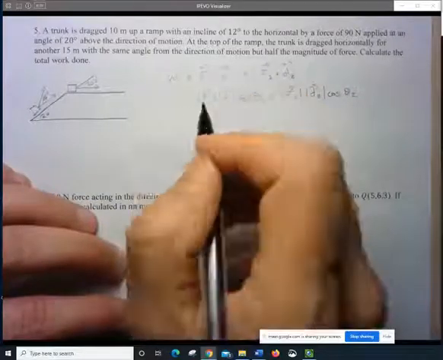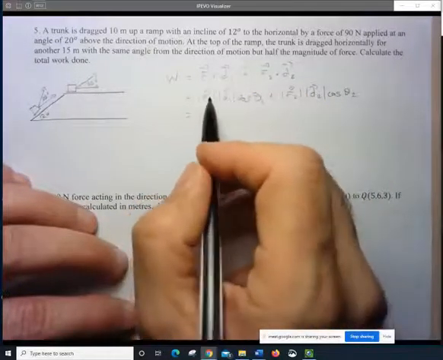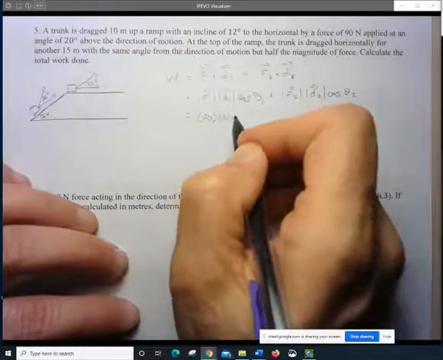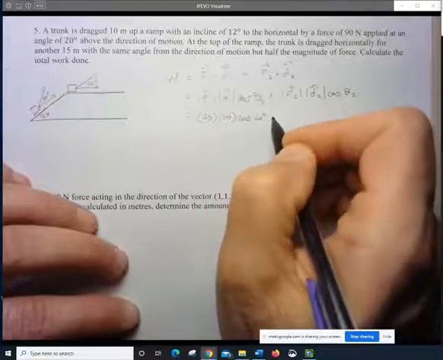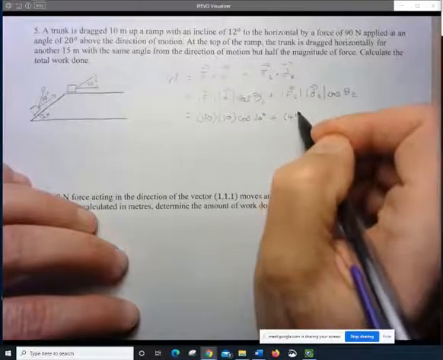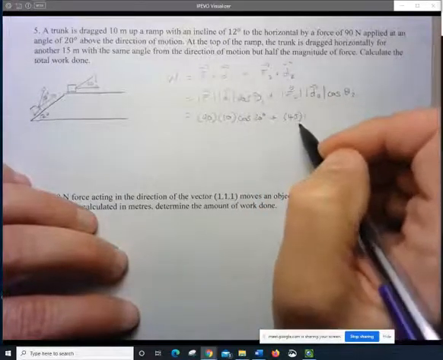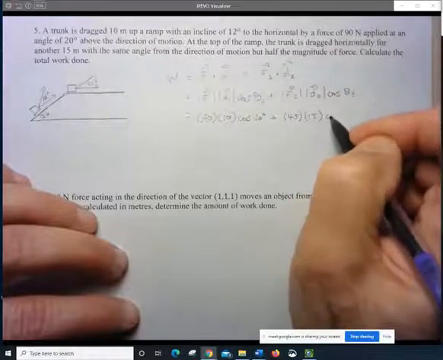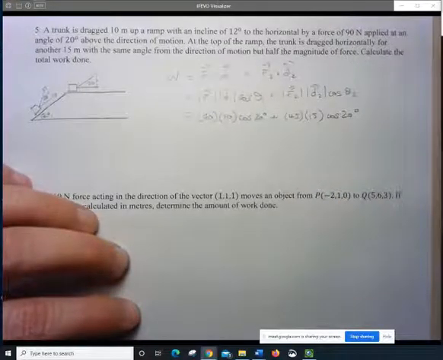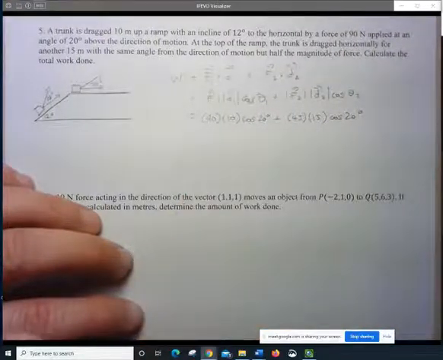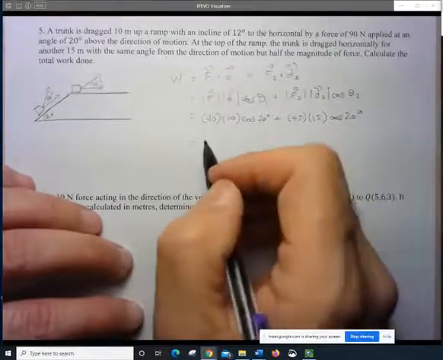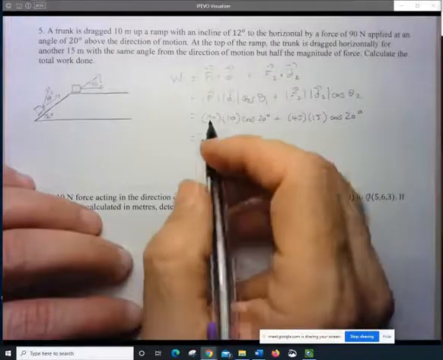And so here, what do we have? We have 90 times 10 meters times the cosine of 20 degrees. And here we've got the force, which is only half as much, so 45 newtons times 15 meters times the cosine of still 20 degrees, because it's always 20 degrees from the direction of motion. And I got here 1480. We good? Is that what people got? Check my work. 1480 joules. Yeah, there we go.